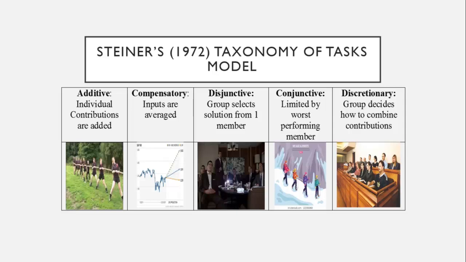Conjunctive tasks require all members to contribute to complete a project, and the group's performance is determined by the weakest group member. For example, groups climbing a mountain. And finally, discretionary tasks allow members to determine which way they will use individual group members' contributions. For example, jurors deliberating on a verdict. If more than one employee is present, consider Steiner's motto and how the group is working together at your workplace site.